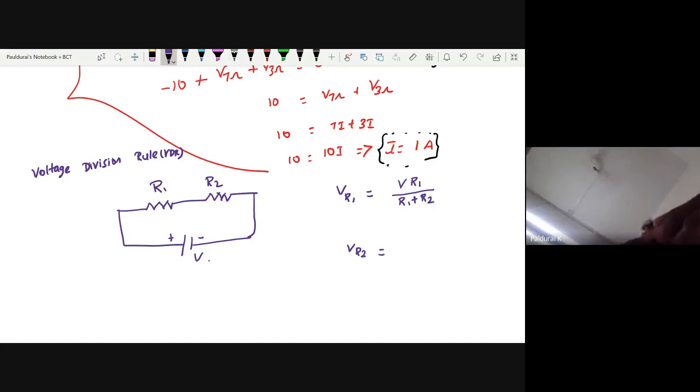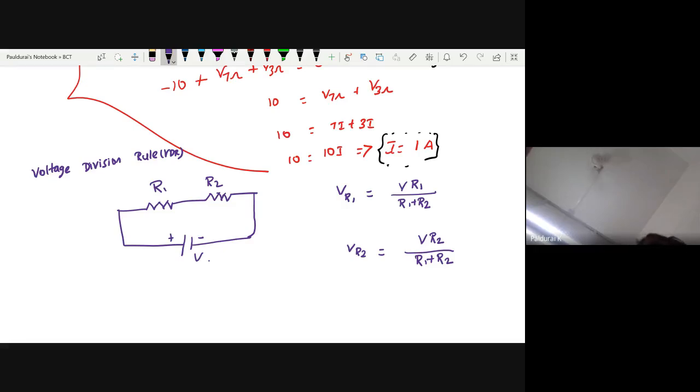I repeat, what is the voltage across R1? Applied voltage into same resistance divided by total resistance. Now, can you write the formula for V sub R2? Can you write by yourself? The flow is very important. Applied voltage into same resistance divided by total resistance.